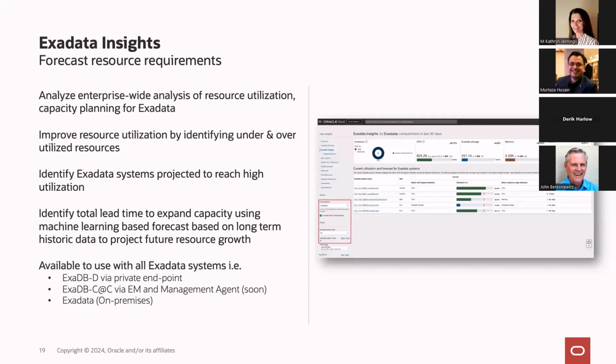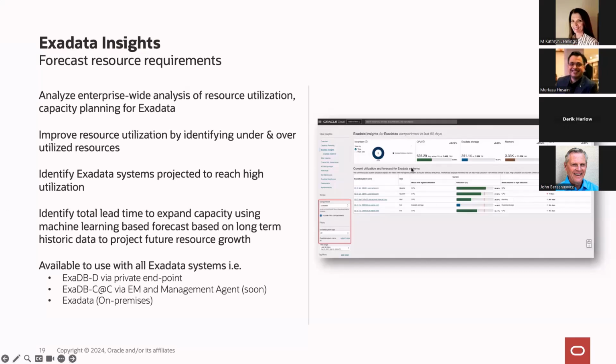ExaDB C at C, which is ExaCC, used to be called ExaCC, we support that through Enterprise Manager, meaning if you have ExaCC systems managed by Enterprise Manager, we support that for the Ops Insights service. We also soon will be announcing in a day or two support for a management agent, which is the Observability Management agent support that is coming for the cloud native support for ExaCC deployments.